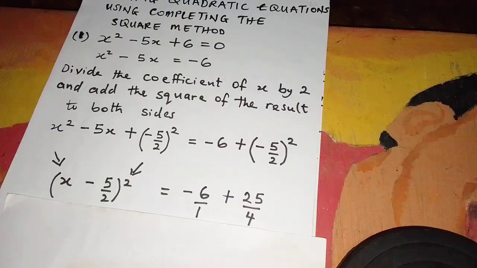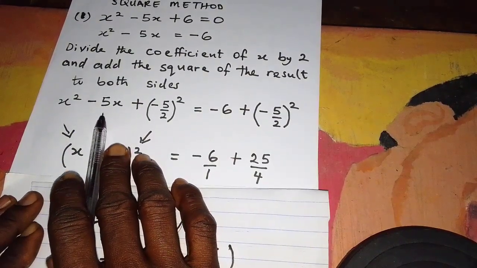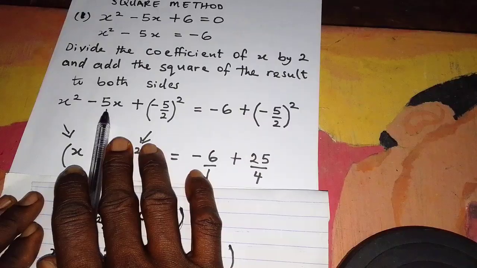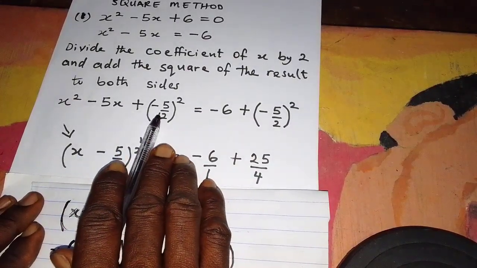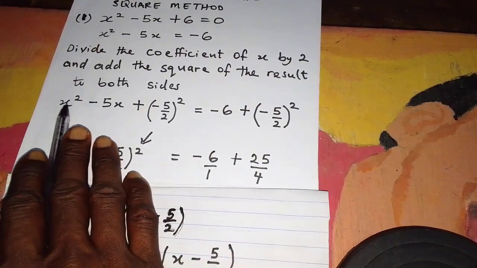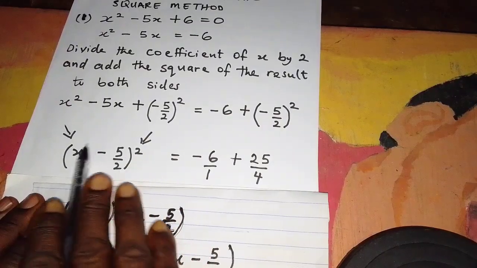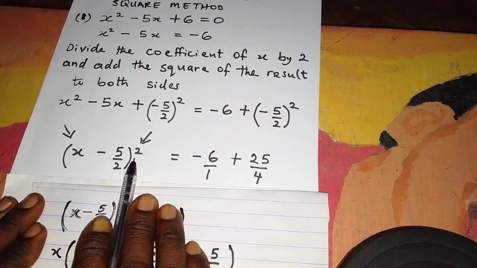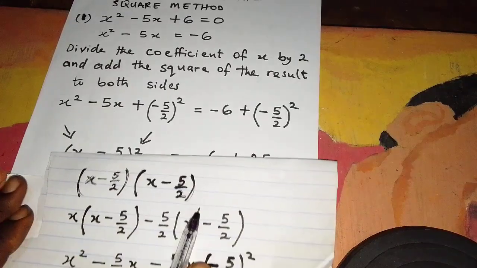As I was saying, if you divide the coefficient of x by 2 and add the square to this side, you've made this side a perfect square. So that means if you say x minus 5 over 2 squared, and you expand this, you get this back. Let's just look at it and see.